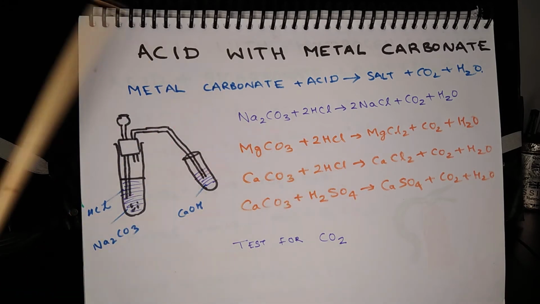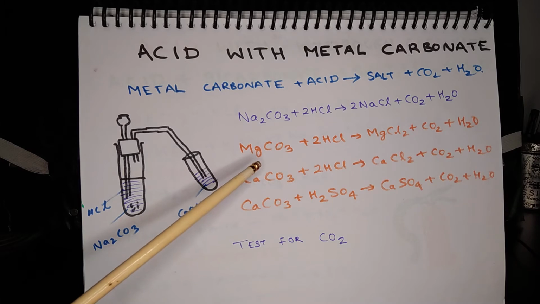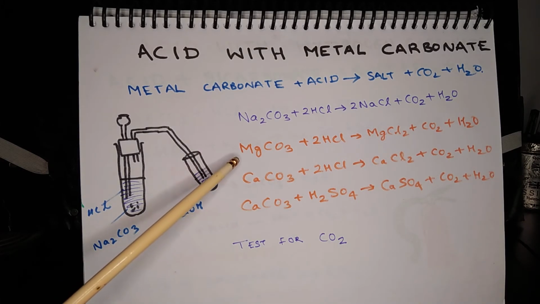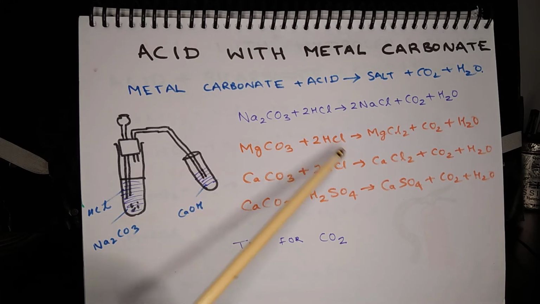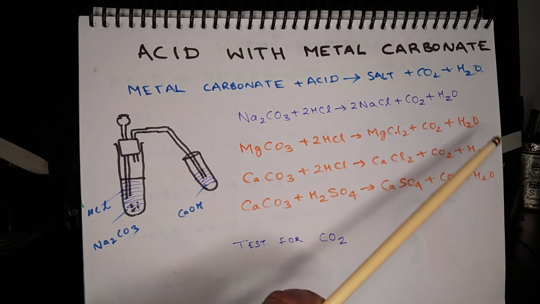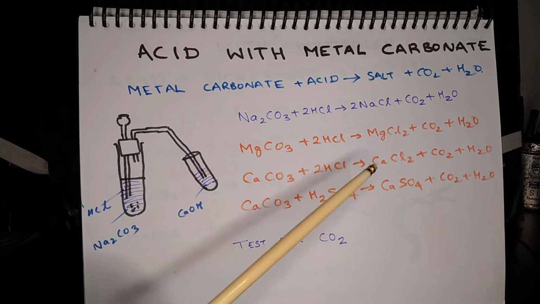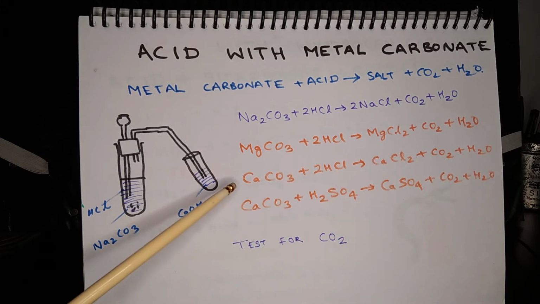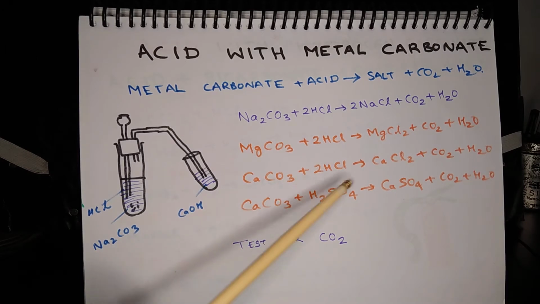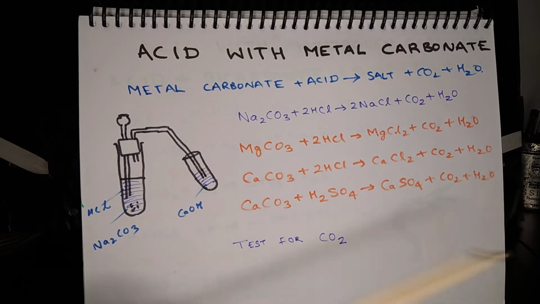Some other examples of this reaction are reaction of magnesium carbonate with hydrochloric acid, which gives magnesium chloride. The equation is MgCO3 plus 2HCl is equal to MgCl2 plus CO2 plus H2O. Then reaction of calcium carbonate with hydrochloric acid gives calcium chloride. The equation is CaCO3 plus 2HCl is equal to CaCl2 plus CO2 plus H2O.